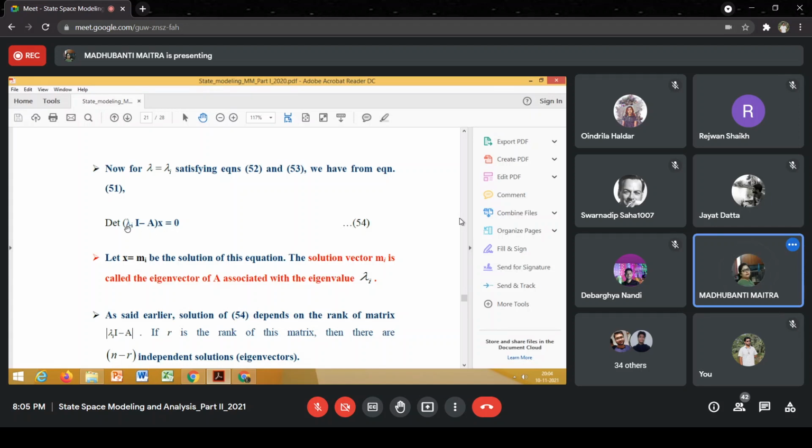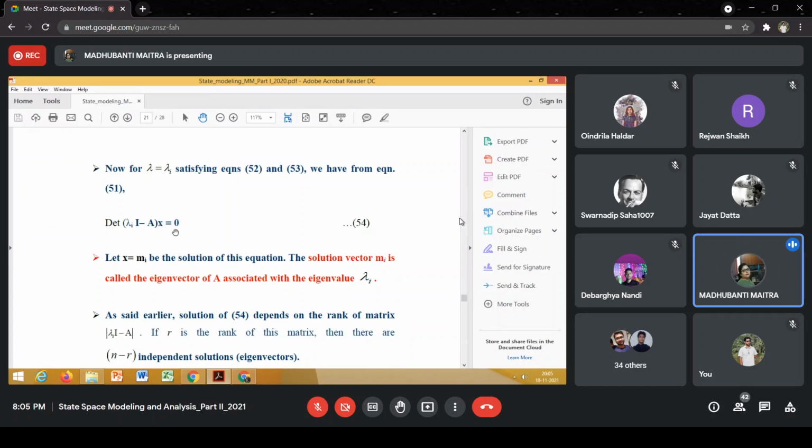Let me correct one thing. So this is basically a set of n number of homogeneous equations, not a single one. A set of homogeneous equations for lambda equal to lambda i. Why? Because the dimension of I is n by n and the dimension of A is n by n. So we'll get a solution vector.